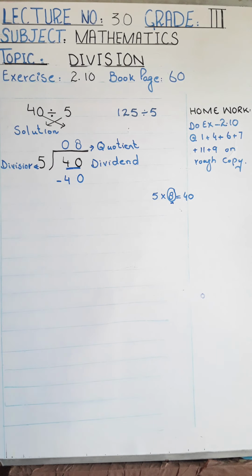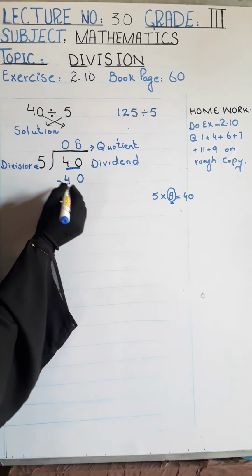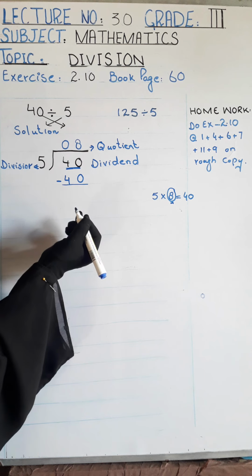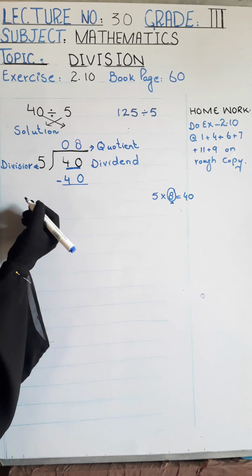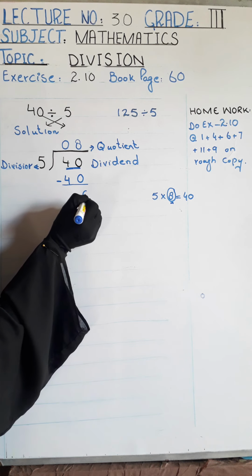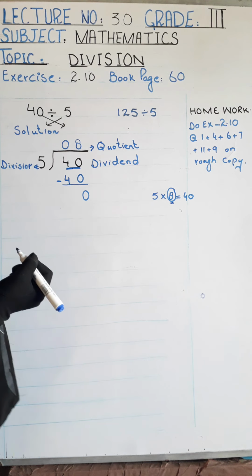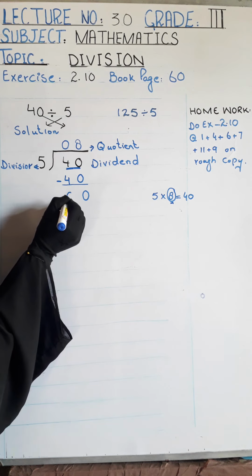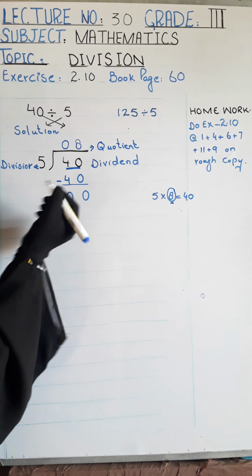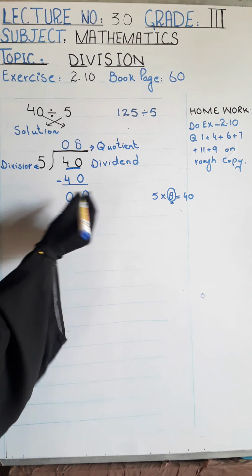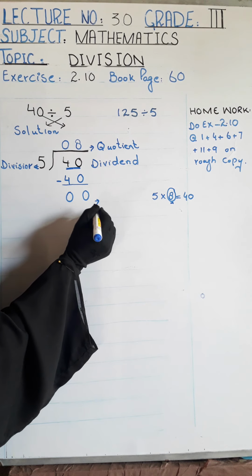Now we put the minus symbol, the subtraction sign, to check whether any number is left with us or not. You start subtraction from your right side. Remember, the same method is followed as we use in subtraction. We remove 0 from 0, the answer is 0, and 4 from 4, again the answer is 0. So this is called the remainder.